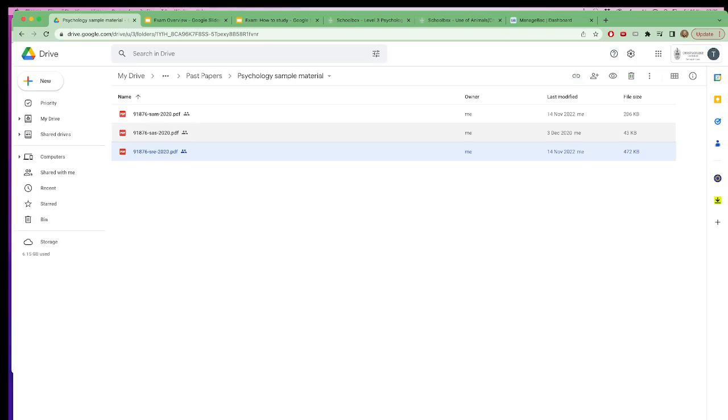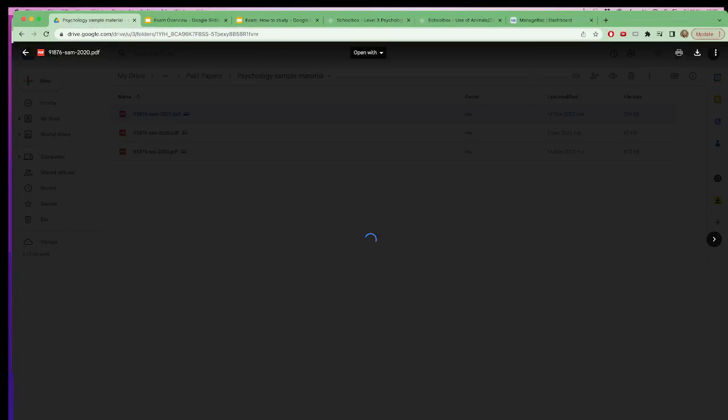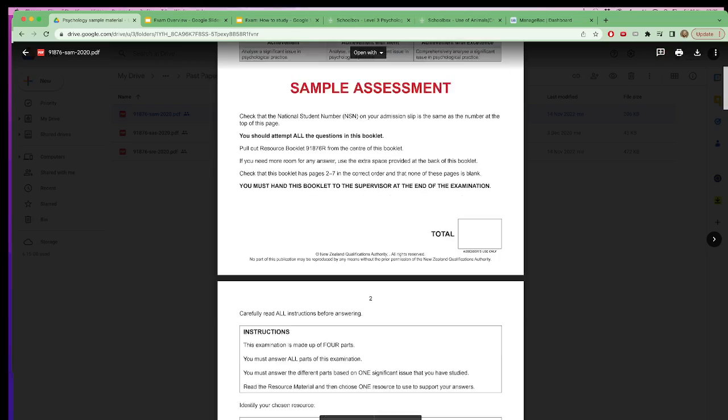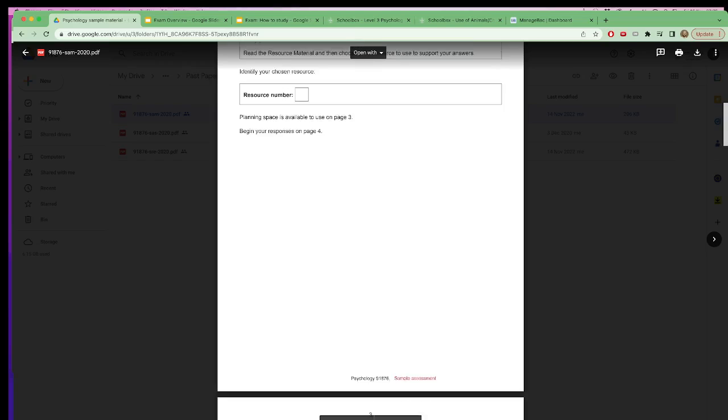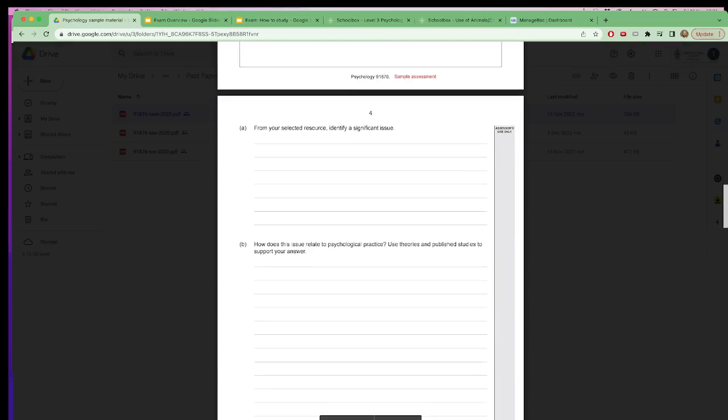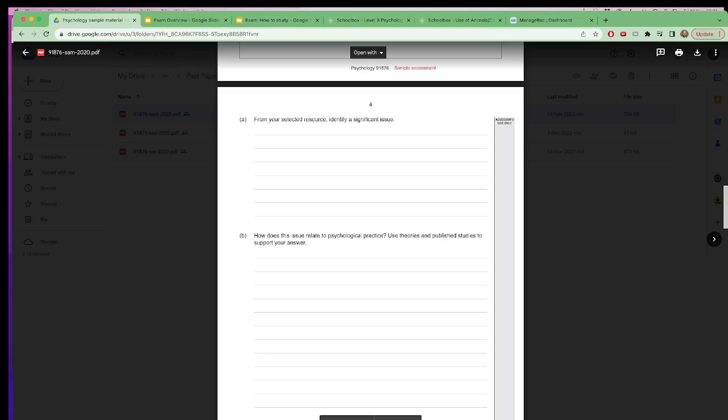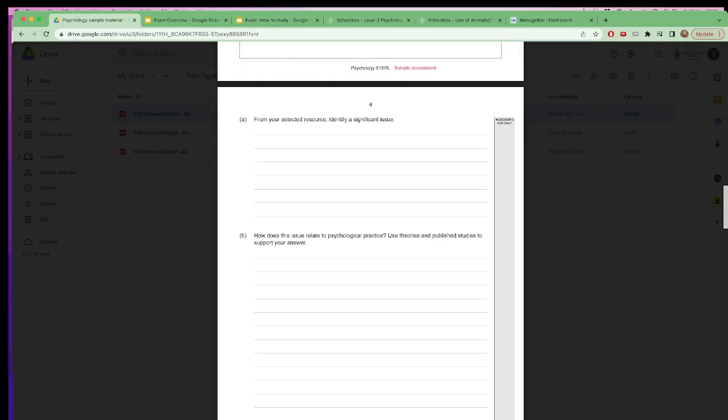So let's have a look at the question paper. Your question paper looks like this. Read it very carefully. Remember yours will be digital. So from your selected resource, identify a significant issue. Now, the marking schedule requires you to describe the issue. So don't write just one sentence here, which that question sort of suggests you should do. You should fully describe and summarize the issue in its entirety.